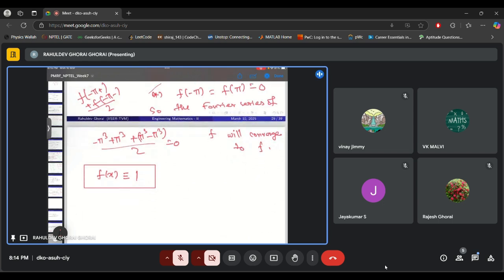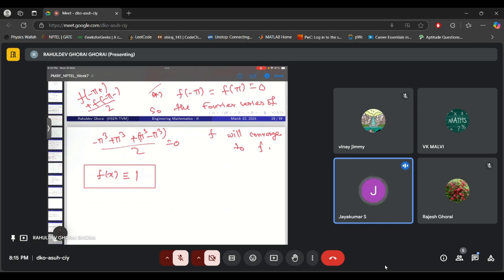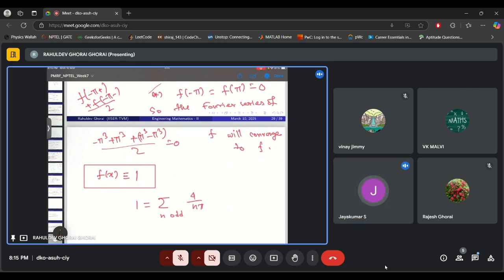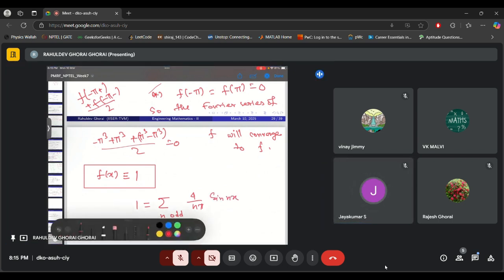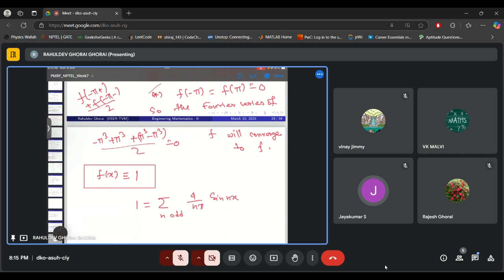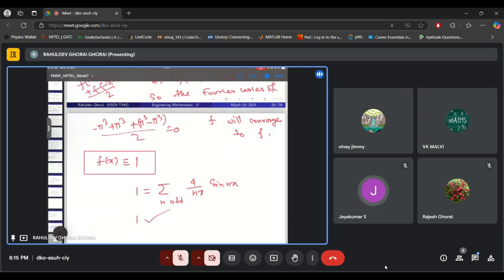So here you will see the sine Fourier series. It will look like, for n odd, 4 by n pi, sin nx. And 1 is a very nice function. It is a differentiable function, and every time differentiable.